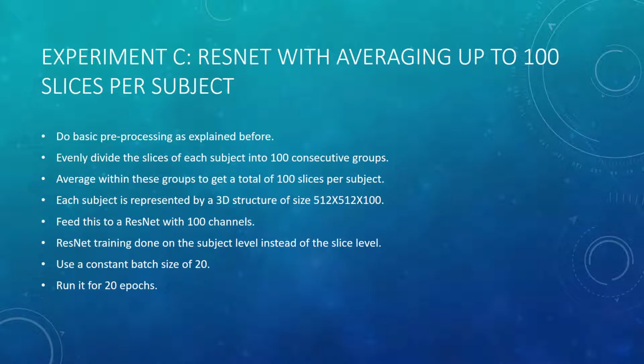In the third experiment, we have again performed the basic pre-processing technique as discussed before, but the averaging that we've done here is the second kind of averaging that we discussed before. Here we've divided each subject into 100 groups and averaged within each group to get a 3D structure with 100 slices per subject. We have input all these structures into a ResNet with 100 channels. Again, we have used a constant batch size of 20, and we have trained this ResNet for 20 epochs.